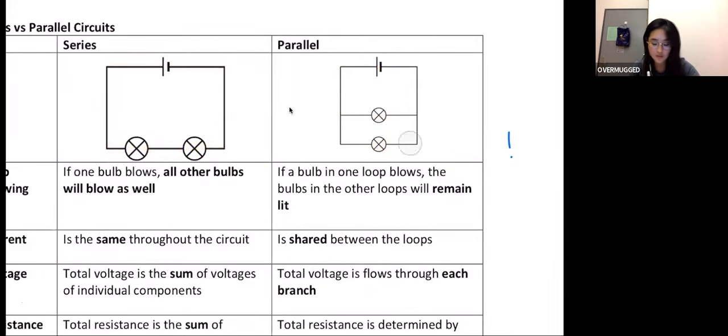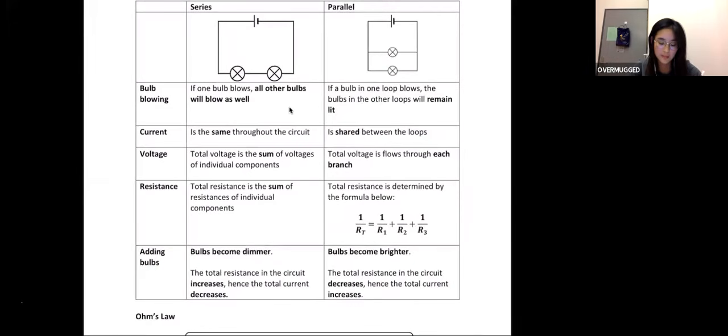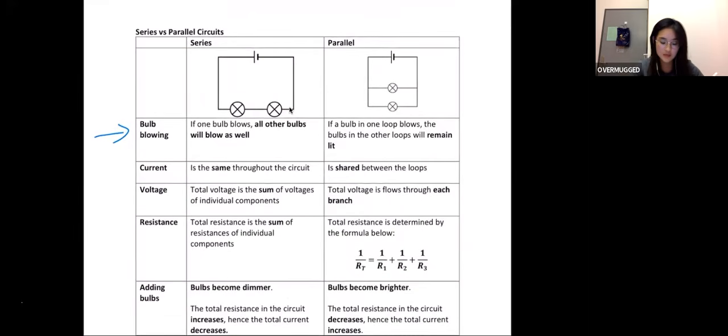Now, you have to be aware of these things in the table. First of all, what happens when a bulb blows in a series versus parallel circuit? For series, let's say this bulb blew. What's going to happen to the other bulb? You need to remember that all other bulbs will be affected. All other bulbs will go out, which means that no bulb will be lit.